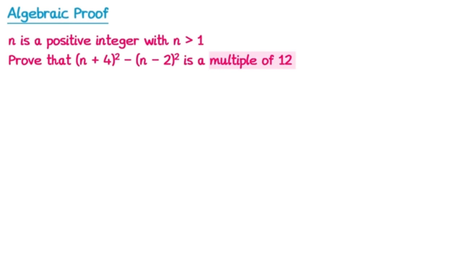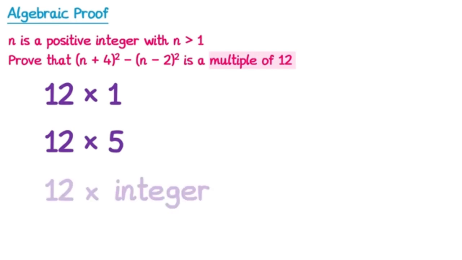The multiples of 12 are the numbers in the 12 times table. So if you multiply 12 by any integer, you'll get a multiple of 12. For example, 12 times 1 is 12, that's a multiple of 12. 12 times 5 is 60, that's a multiple of 12. In fact, 12 multiplied by any integer will give a multiple of 12.